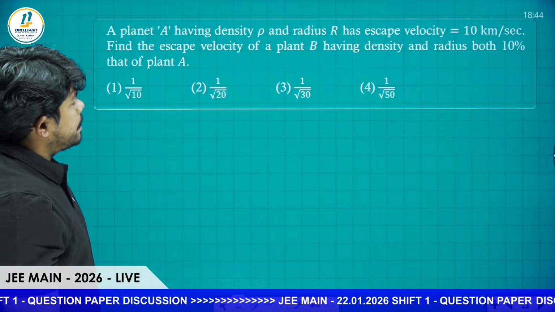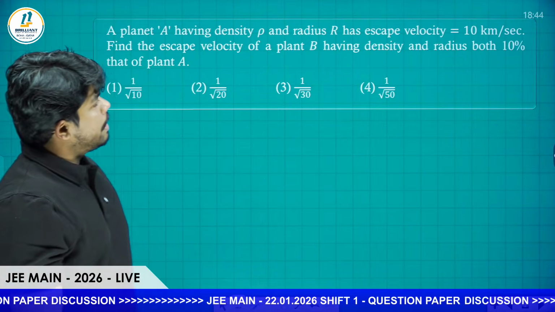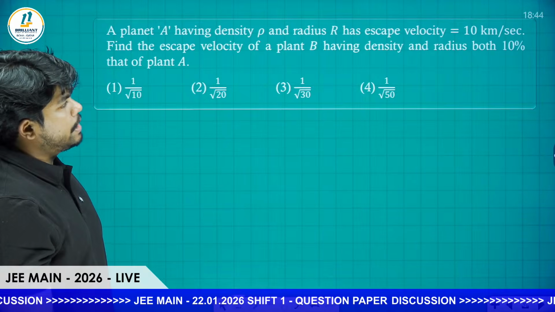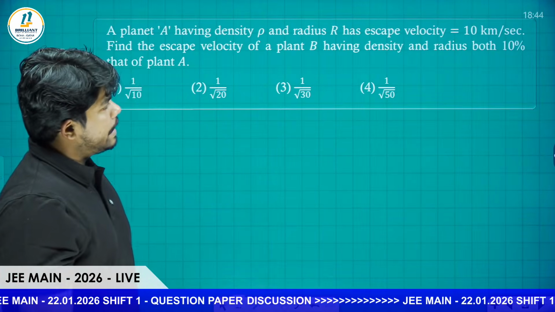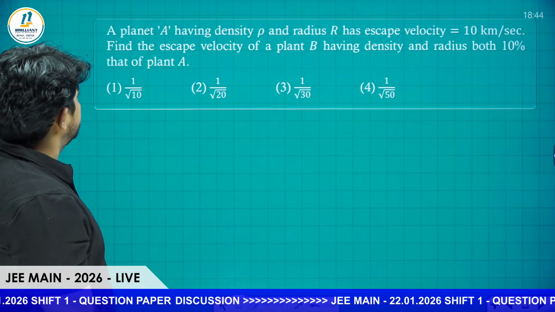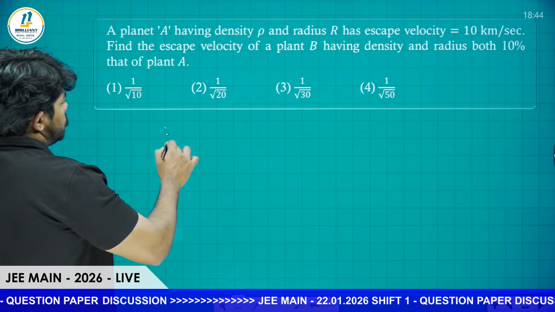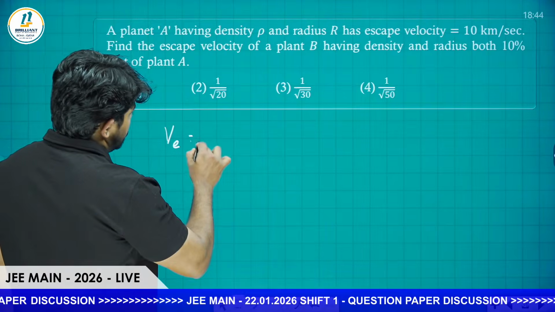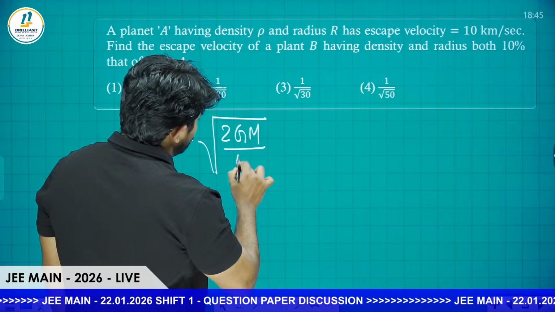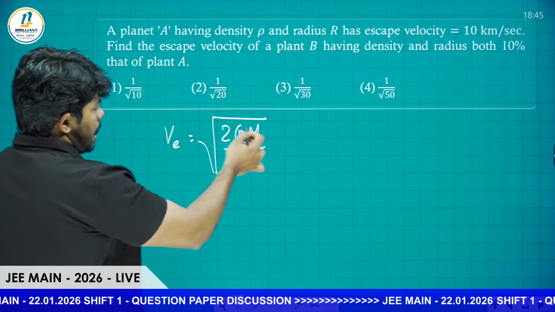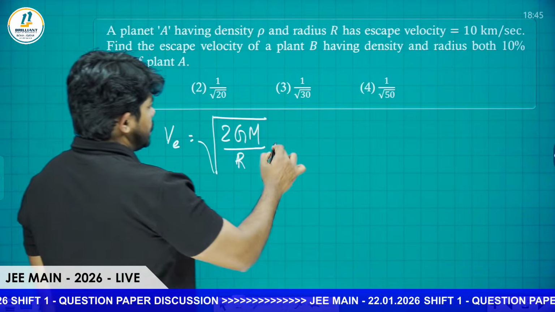A planet A has a density rho and a radius r, and has an escape velocity of 10 km per second. Find the escape velocity of planet B having density and radius both 10% of those of planet A. So what is the idea of escape velocity? Escape velocity is the square root of 2GM by r, right? Now we have to change it in terms of density.